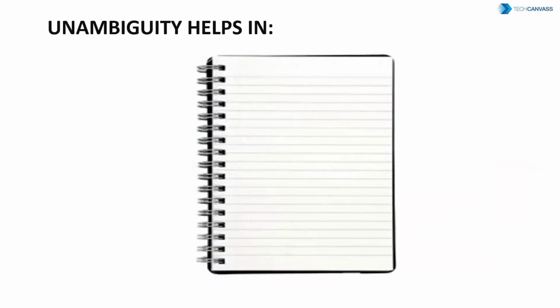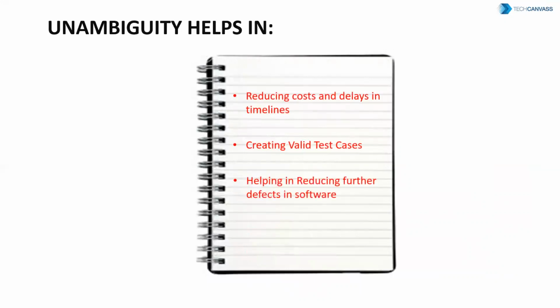The ambiguity should be clarified irrespective of the document's availability or not. It is critical to remove all the ambiguities at the very early stage of the project, which will help in reducing costs and delays in timelines, creating valid test cases, helping in reducing further defects in software, building good quality software. The requirements need to be crisp and clear. The objective should be clear to both the parties, that is customer and the team.